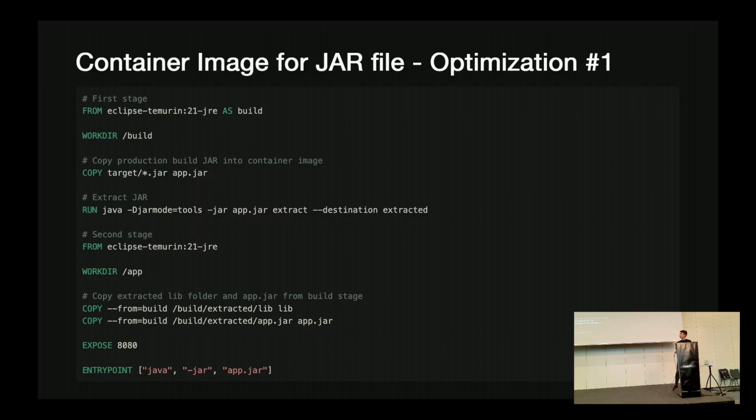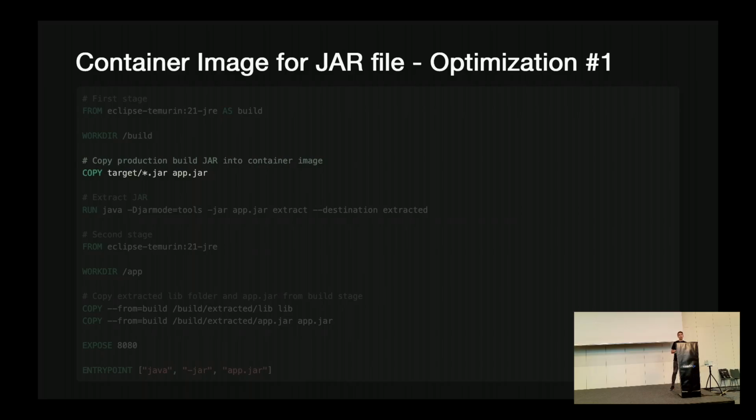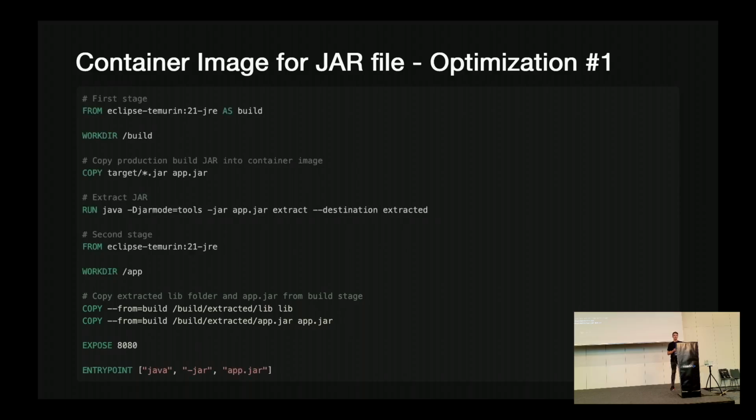So this Docker file contains 2 stages. In the first stage, we copy the production build into the container image, and then we extract the jar file. We unpack the jar file, and we extract it, sorry. And in the second stage, we copy the extracted lib folder and the extracted app.jar file into the final container image, and then we configure the rest as seen before.